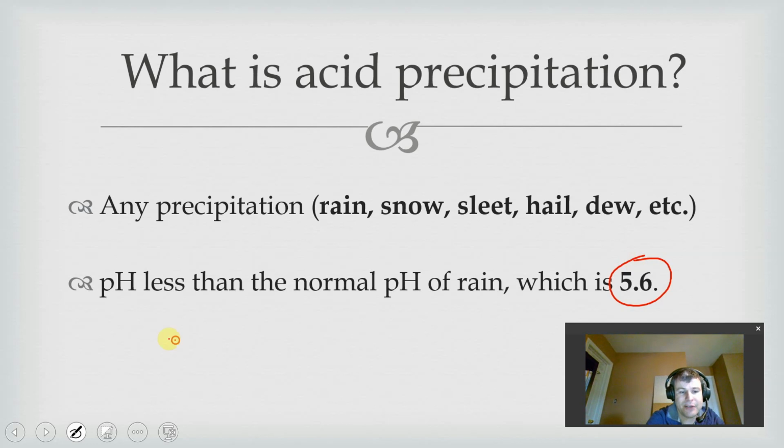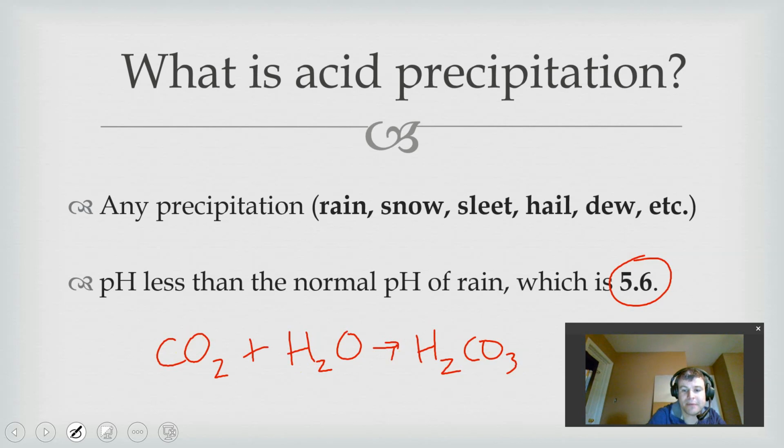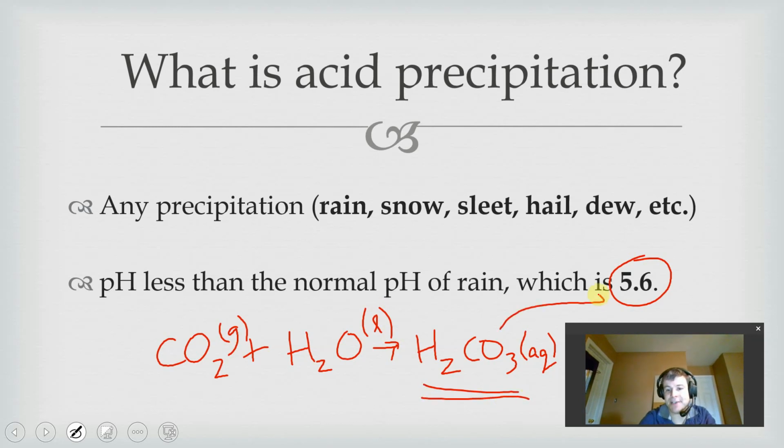Carbon dioxide, you might remember this from the lesson earlier this week, lesson 7, that when you mix carbon dioxide with water in the air, you get a weak acid, carbonic acid, H2CO3, aqueous. H2O is a liquid, CO2 is a gas. And so that weak acid is what makes normal rain 5.6. And that's okay. That's not that acidic. It's not going to be that harmful. When we call something acid rain, we mean it has an even lower pH. It's even more acidic than normal.